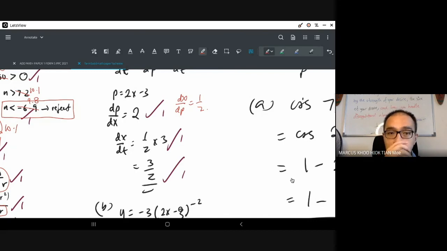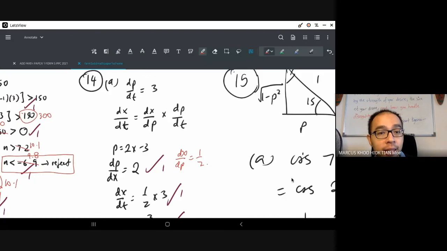Okay, so the chain rule, oh my goodness. Okay, so this is the chain rule. They ask you to find dx/dt. We have to understand the question. But since they give you p and x and t, you need to form the chain rule first, and substitute the correct values inside.